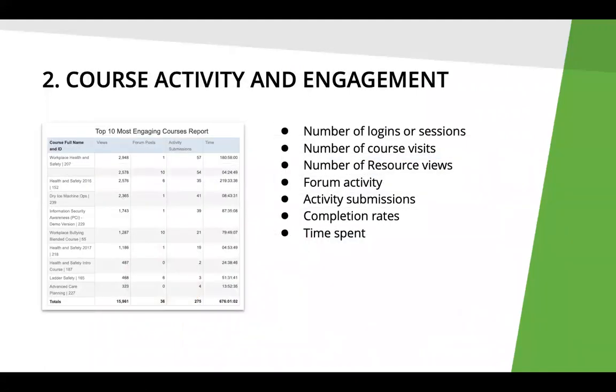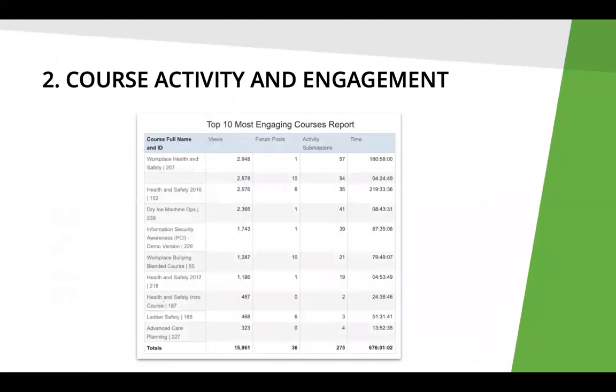Some other things that might be really interesting is engagement metrics. And some of the engagement metrics here could be number of logins, number of visits to a course, forum posts, activity submissions, the accumulated time spent. So we have a report here that's just showing the example of that. And you can see here, based on these statistics and these KPIs, that we're able to track the most popular or most engaging courses in our site.